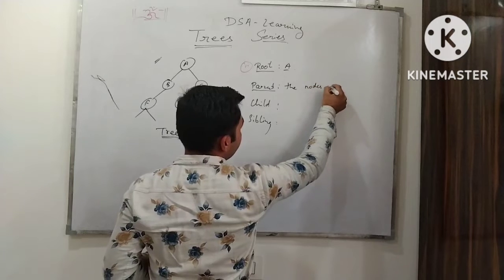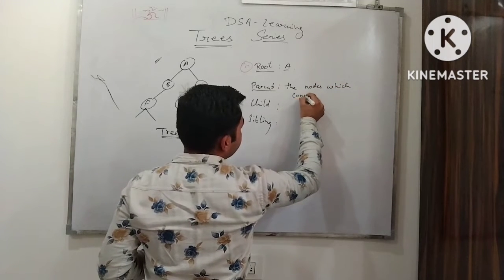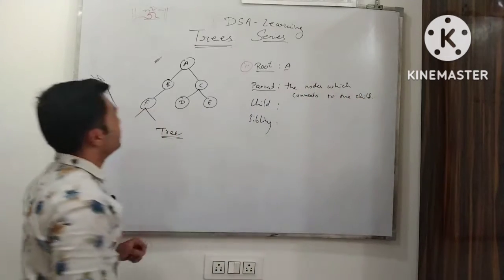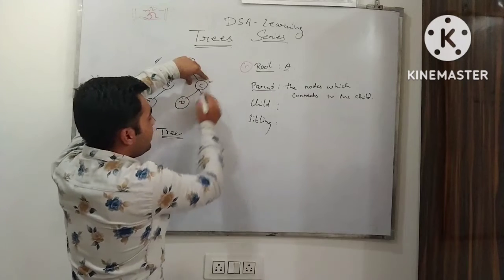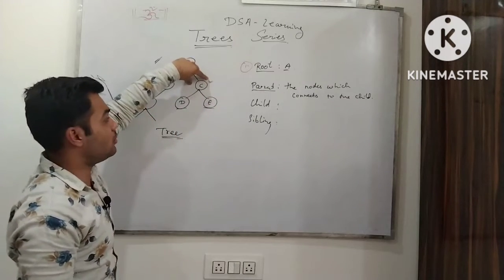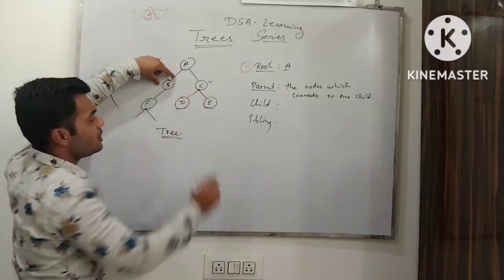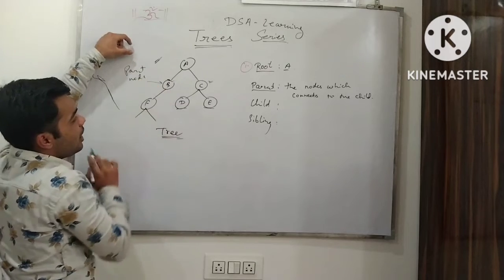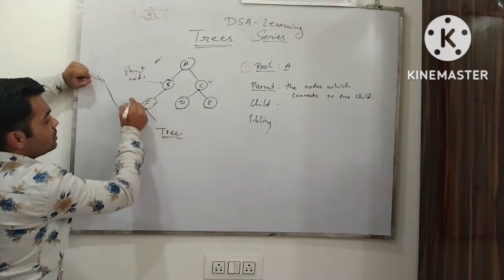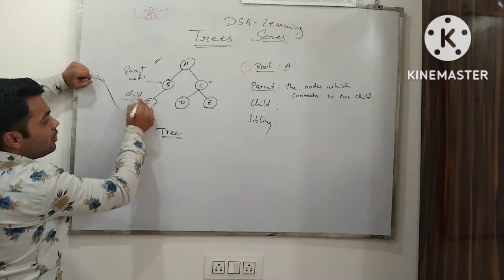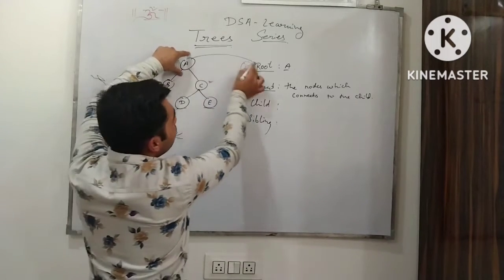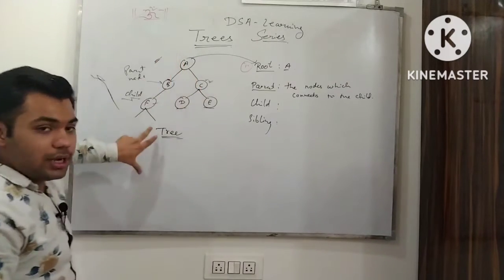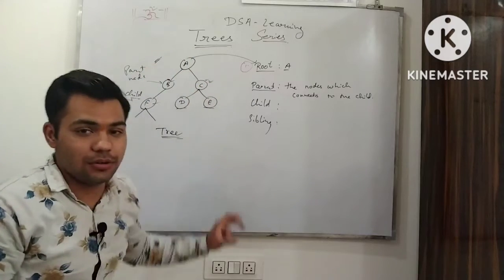The nodes which connect to the child, such as C. C is a parent of the D and E nodes. And similarly B is also a parent node. And whose child is this? F is the child of B, and A is the root node and also the parent node of both B and C. It is the root node for the whole tree and the parent node for B and C only.